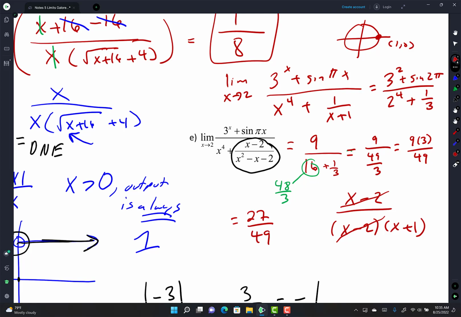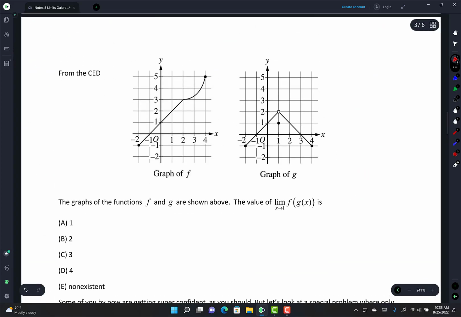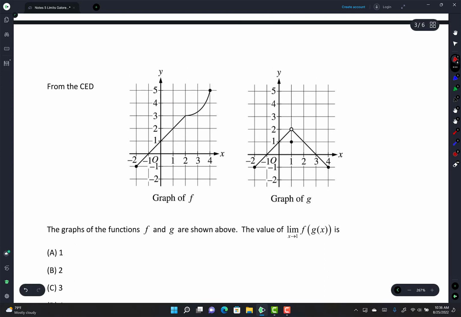How do you feel? All right. Oh, we're about to get to a really fun question. Like super fun. All right. This is from the course and exam description. It's supposed to mimic an AP exam. So give it 30 seconds and see if you guys can figure this one out, guys. Go for it.